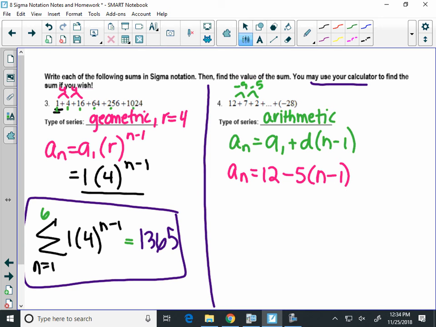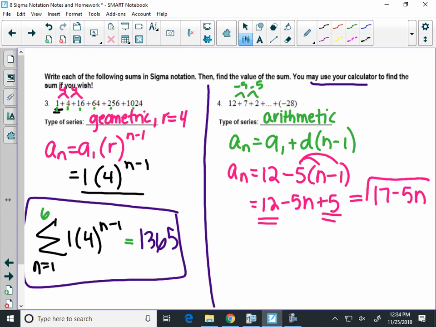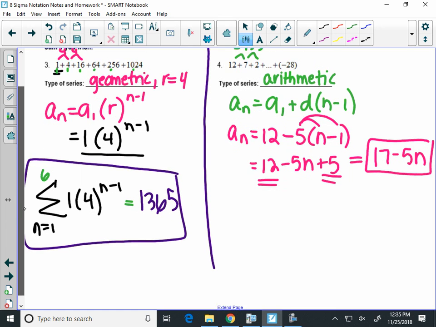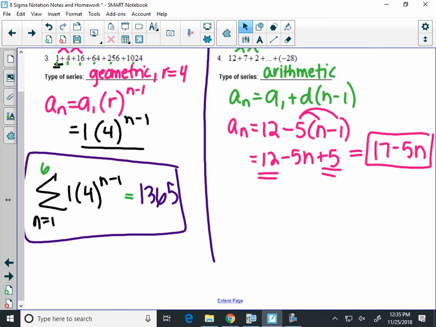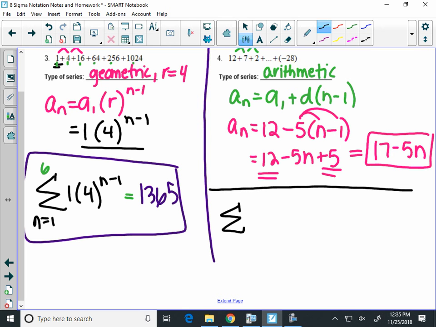Now, in order to simplify this, you have to get rid of the parentheses, which means distributing the negative 5 and then collecting like terms. So you'll have 17 minus 5n. That is the equation. That goes into our sigma notation. So I'm going to lower this a little bit here. So we have our sigma notation, which is going to be sigma. Our expression is 17 minus 5n.